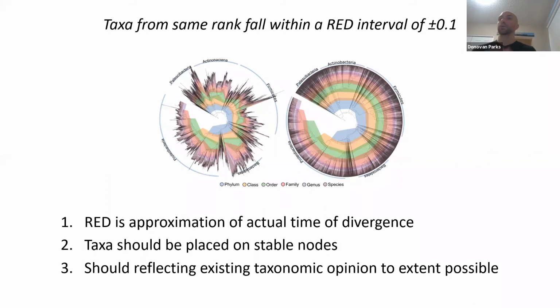And lastly, of course, we want to recapitulate existing taxonomic opinion to the extent possible, while still achieving this goal of normalizing taxa that are major outliers, so that we can say, when we mean a family, we mean things that roughly existed at the same time in the past, and in that sense we're comparing apples to apples.